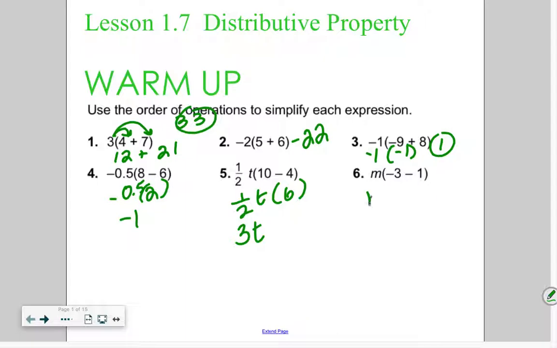In this one, change subtraction to addition, change the sign of the second number. What do you get inside those parentheses? Negative 4. Is that how I'm supposed to leave my answer? No. What is a negative 4 times m? Negative 4m. We do not have any parentheses. We do not have any multiplication dots. We leave it as number first or integer first, variable second. Any questions on those 6 warm-up questions?